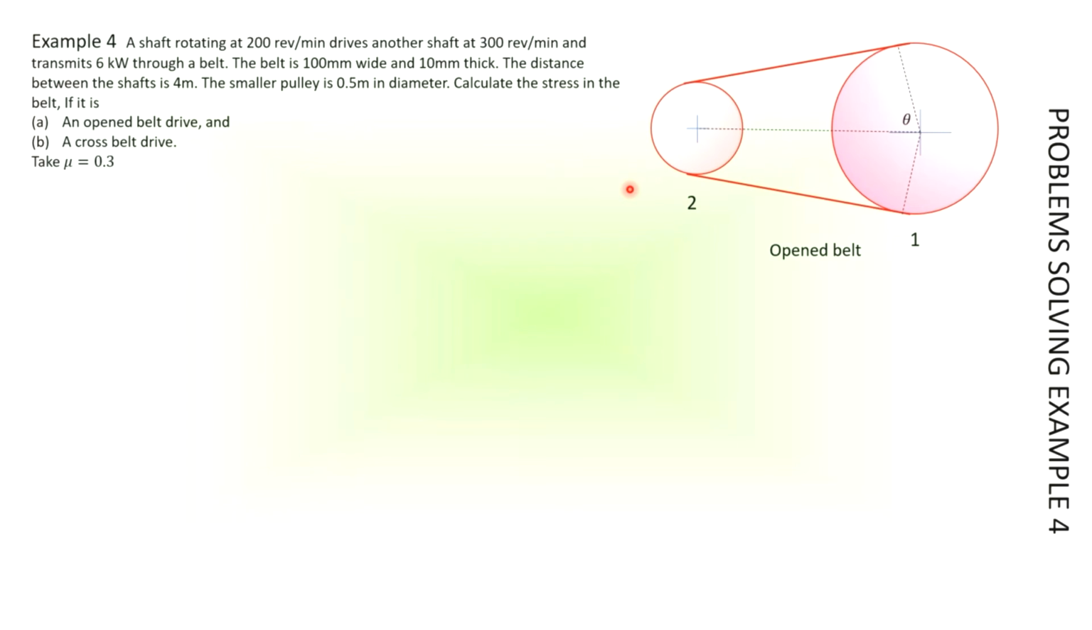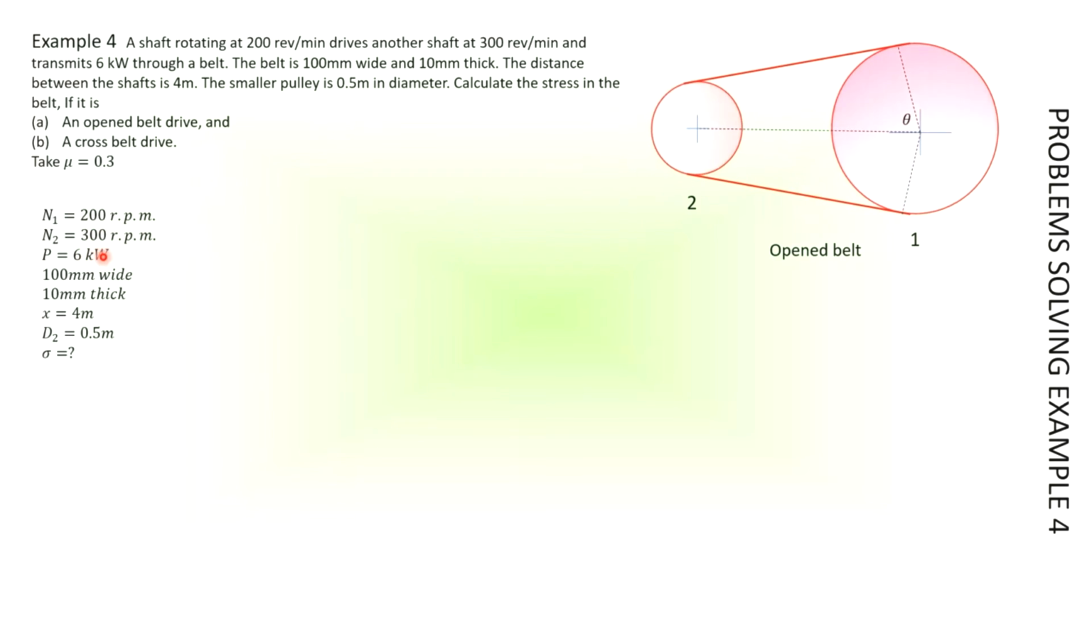So you have pulley 1 and pulley 2. The speed of pulley 1 is 200, and the other one is 300. So the speed here is lower. Definitely the diameter will be larger than the second one because speed and diameter are opposite. When you compare these two speeds, this is lower and this is higher, so definitely the diameter for this will be larger and this will be smaller.